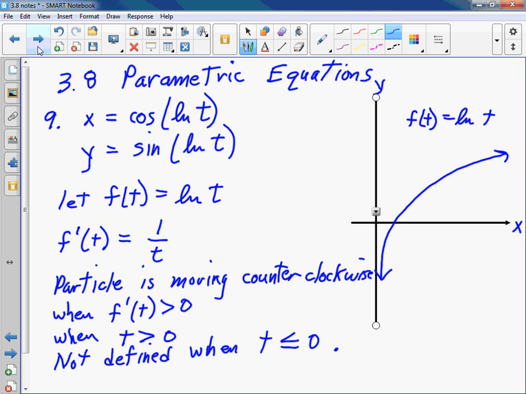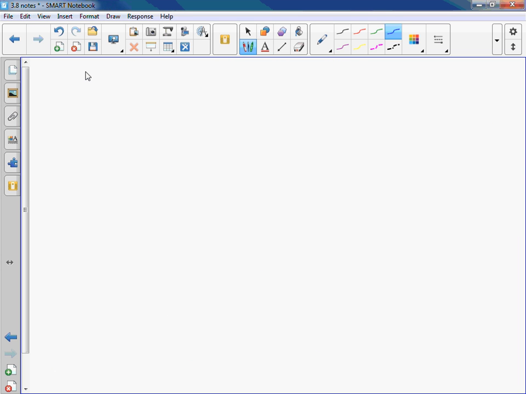Let's move on then to another one. Let's see. How about number 13? I like that one. So I'm going to stop for a minute and draw a little unit circle and get this set up, and you won't even notice that I'm gone.